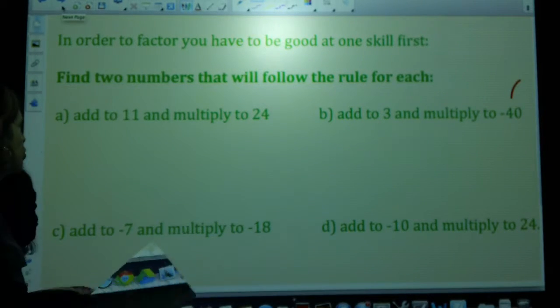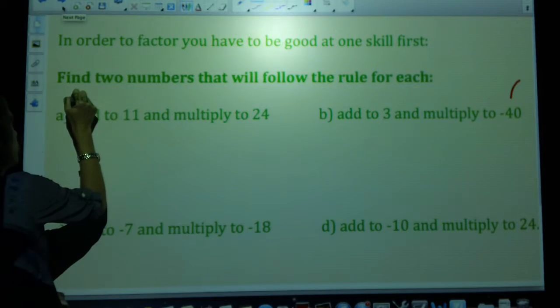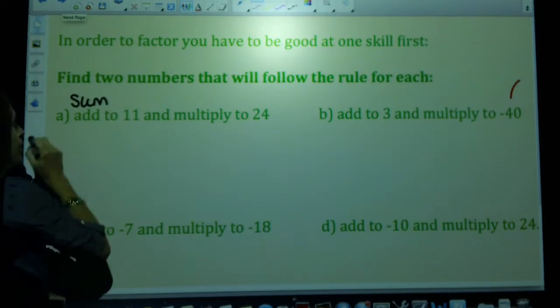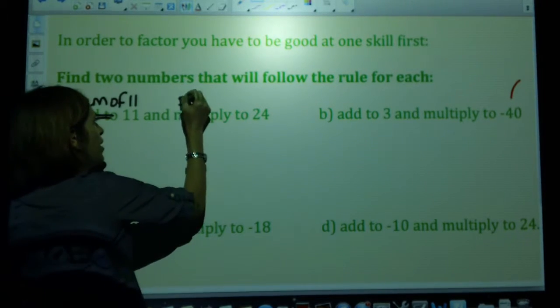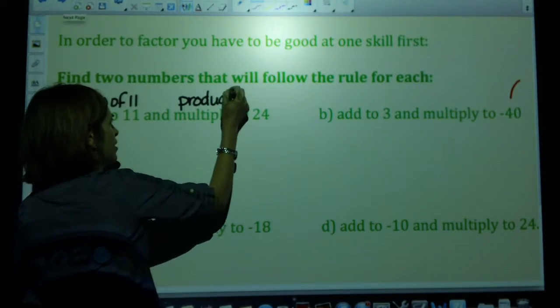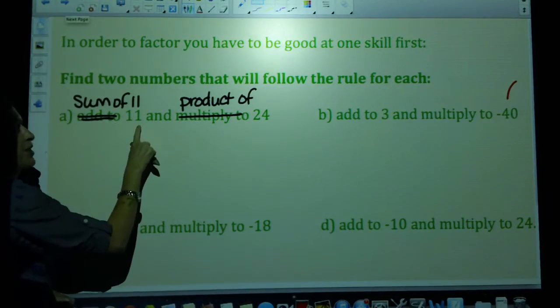So let's look at the first one. We're looking for, and I think I wrote in your notes, two numbers that have a sum of 11 and a product of 24. That just means they add to 11 and they multiply to 24.